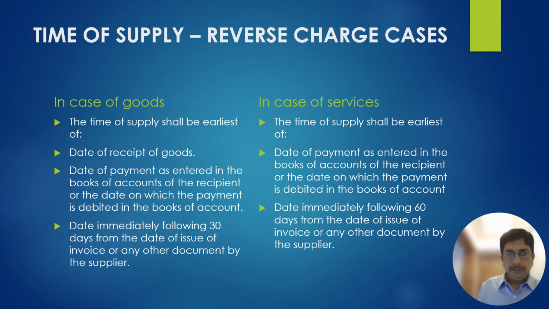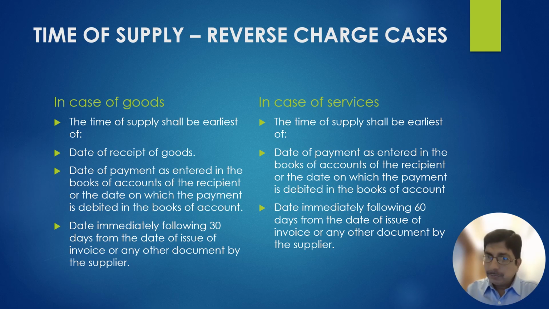One minute. What is mentioned here? Date immediately following 30 days from the date of issue of invoice by the supplier. It means 31 days, not 30 days. Don't make a mistake in the exam. Date immediately following 30 days means 31 days. Now see the reverse charge in case of services.